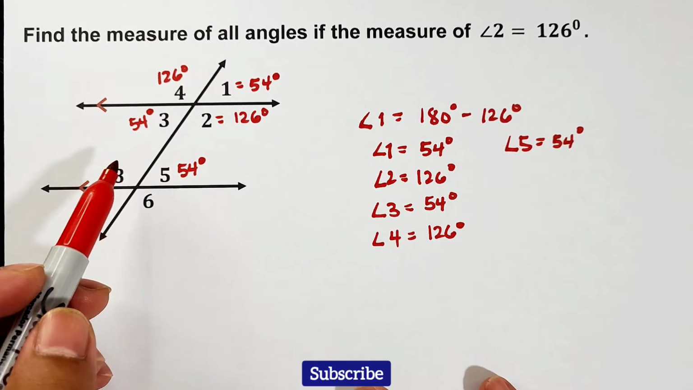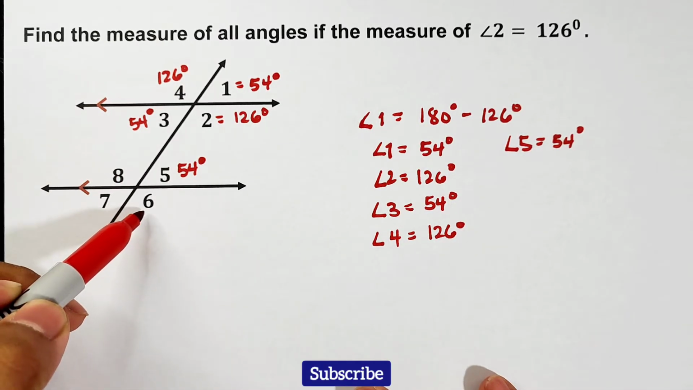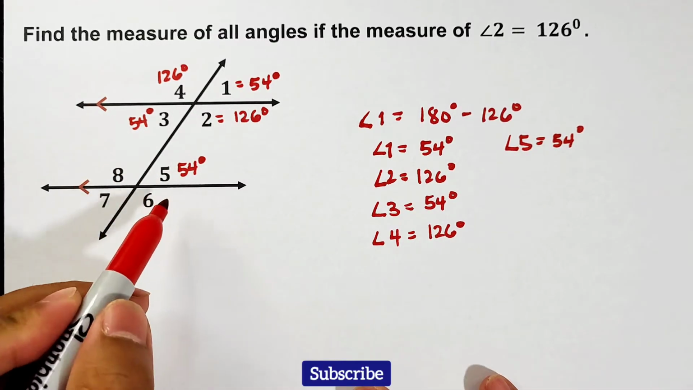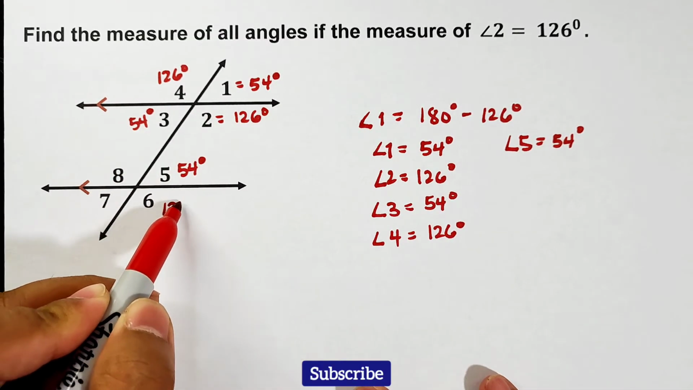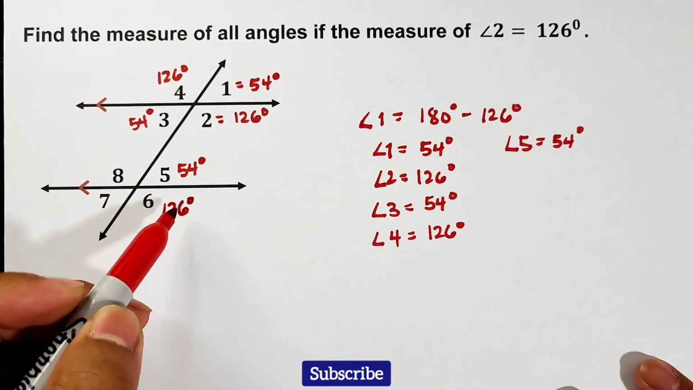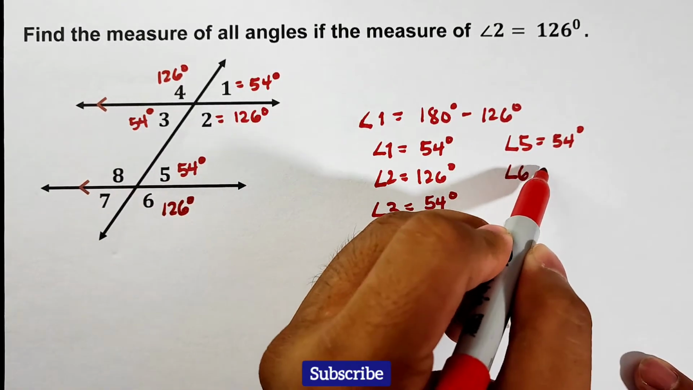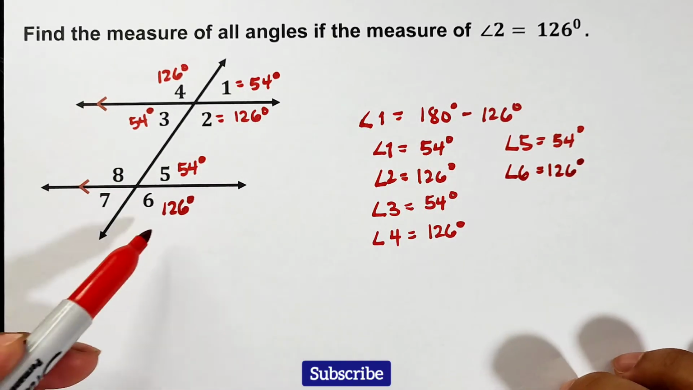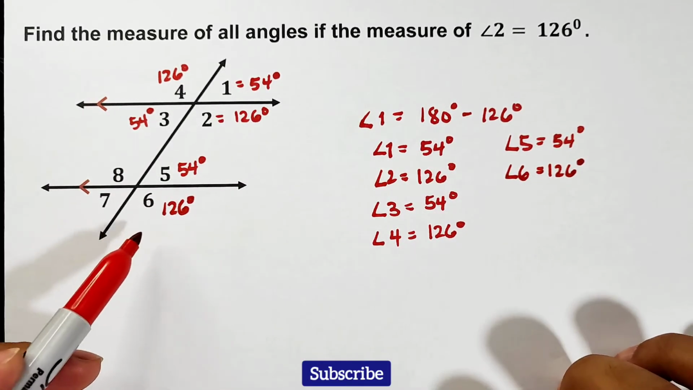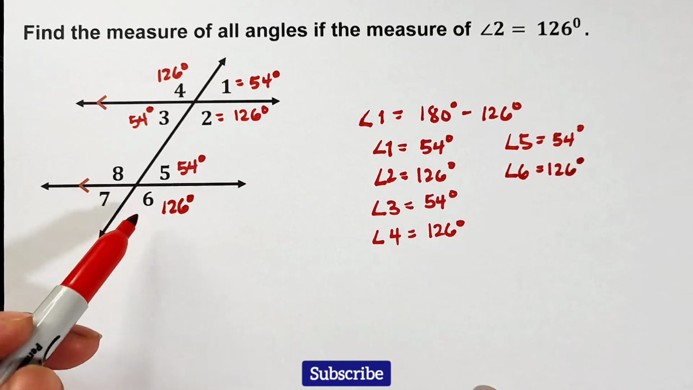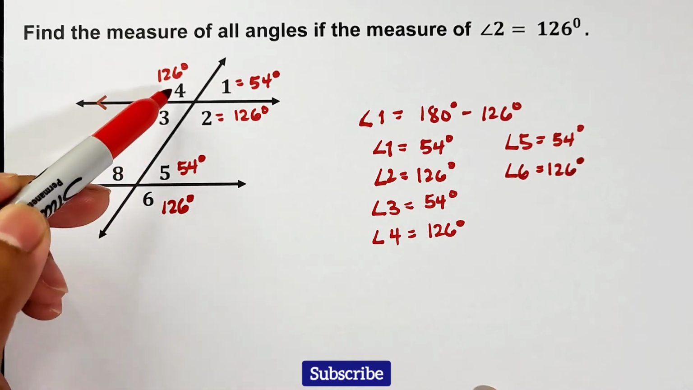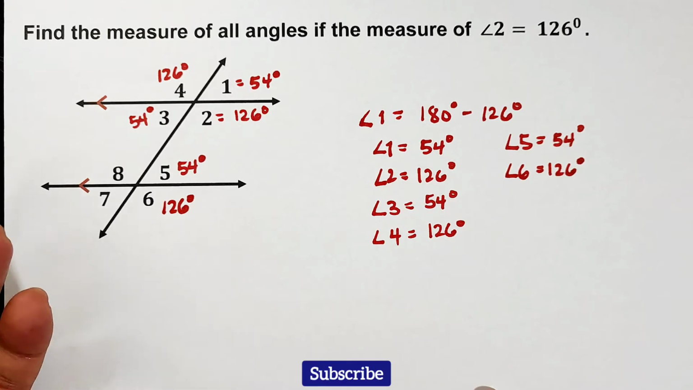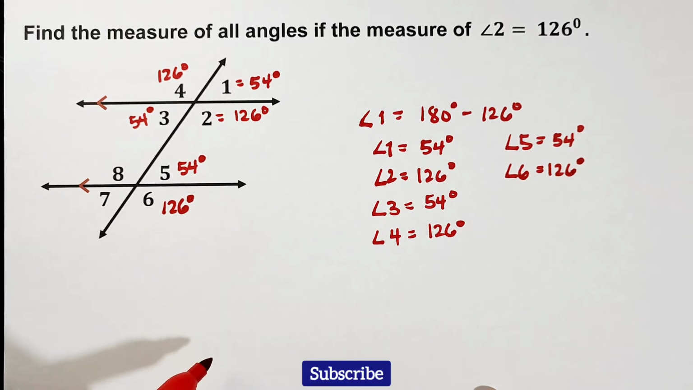Okay? Now, what about angle 6? Angle 6 is corresponding to angle 2, meaning this is 126 degrees. So your angle 6 is 126 degrees. Another reason why angle 6 is 126 is simply because if you pair up 6 with angle 4, they are alternate exterior angles, and alternate exterior angles are congruent.